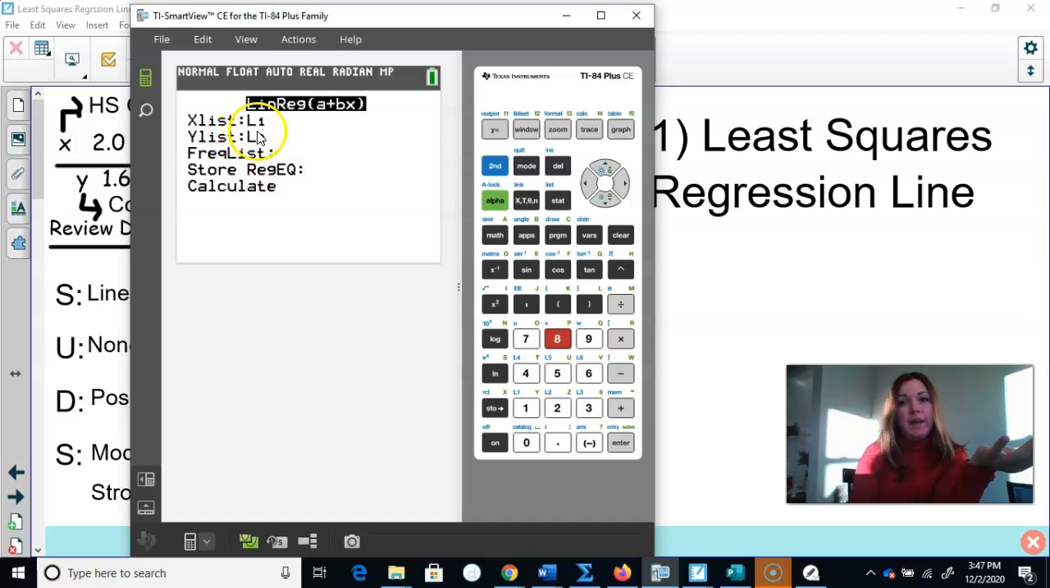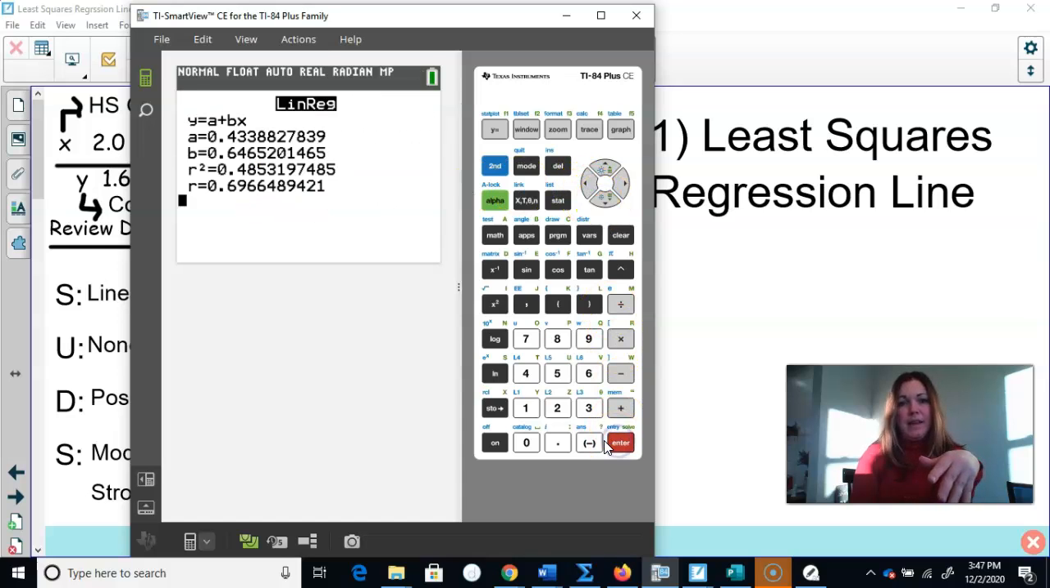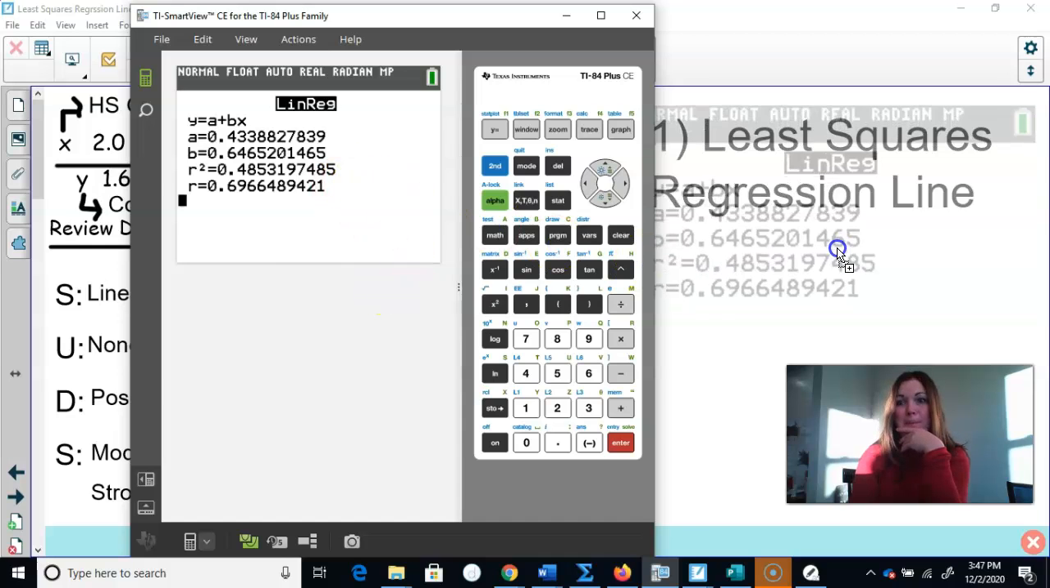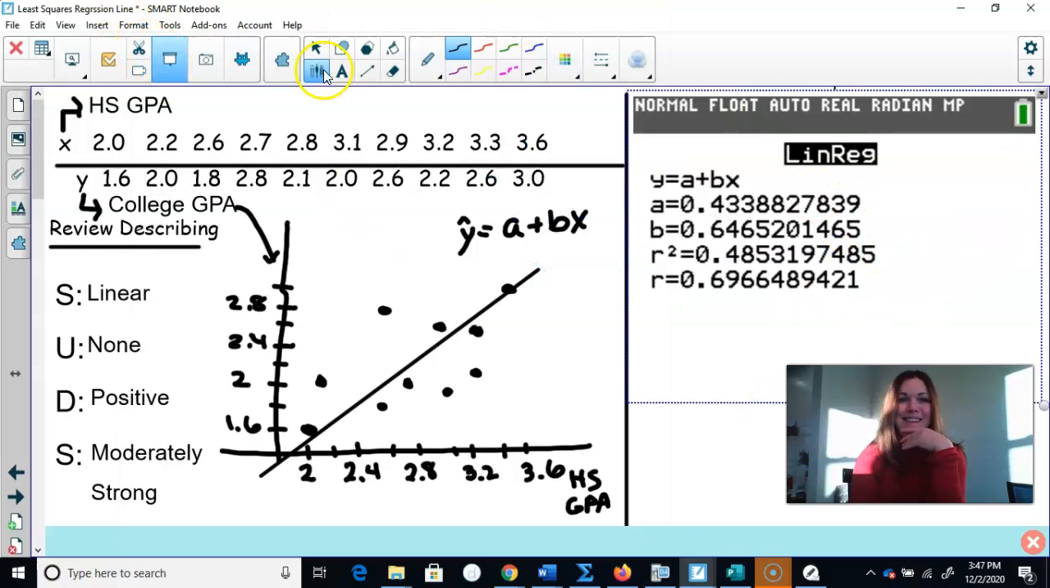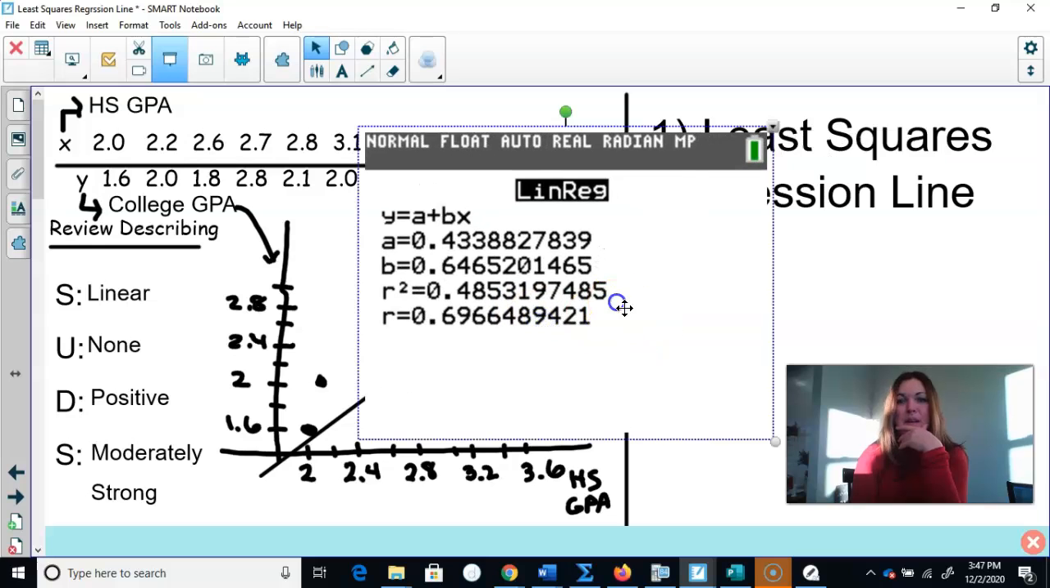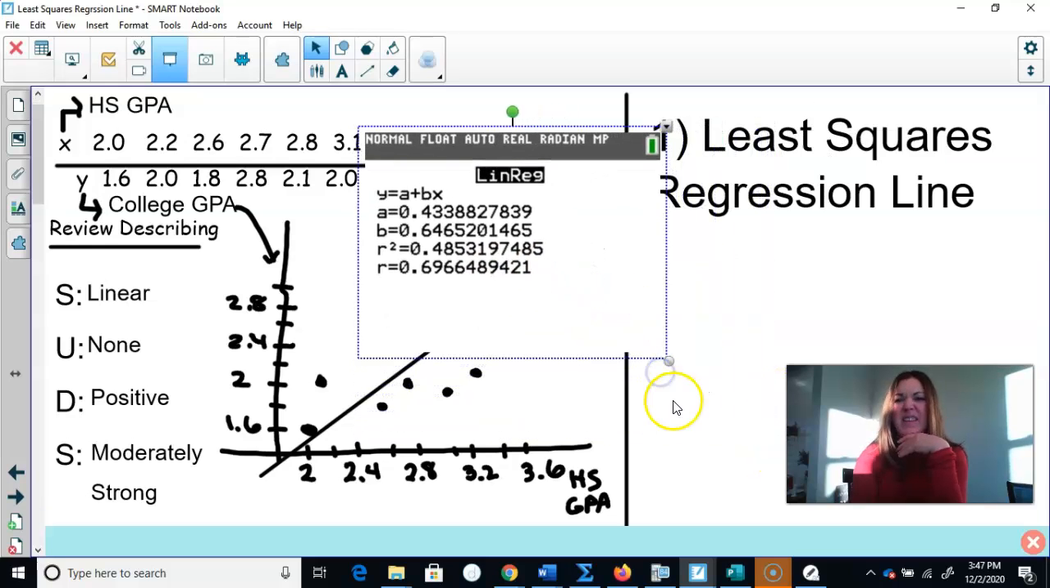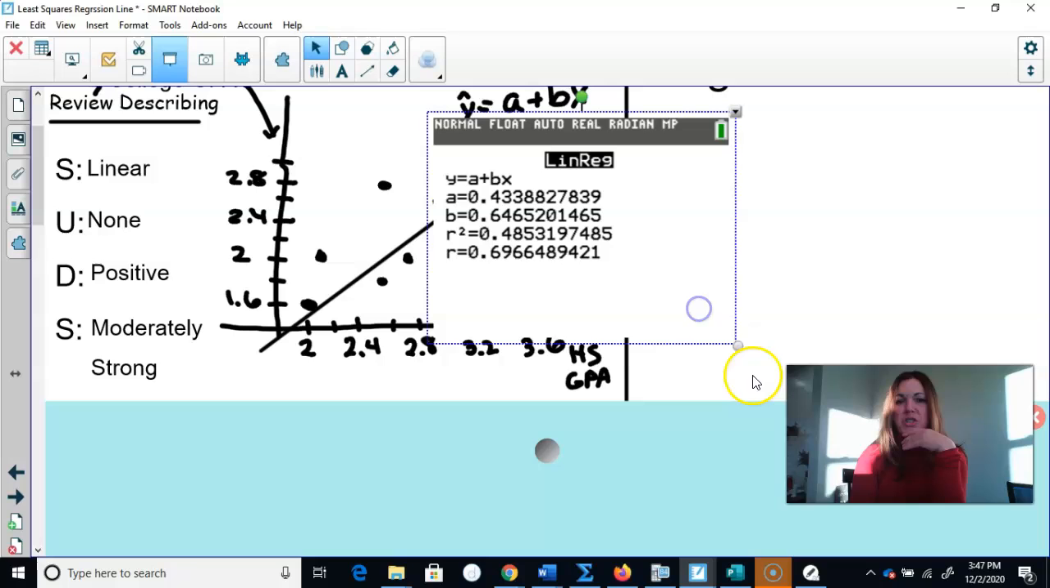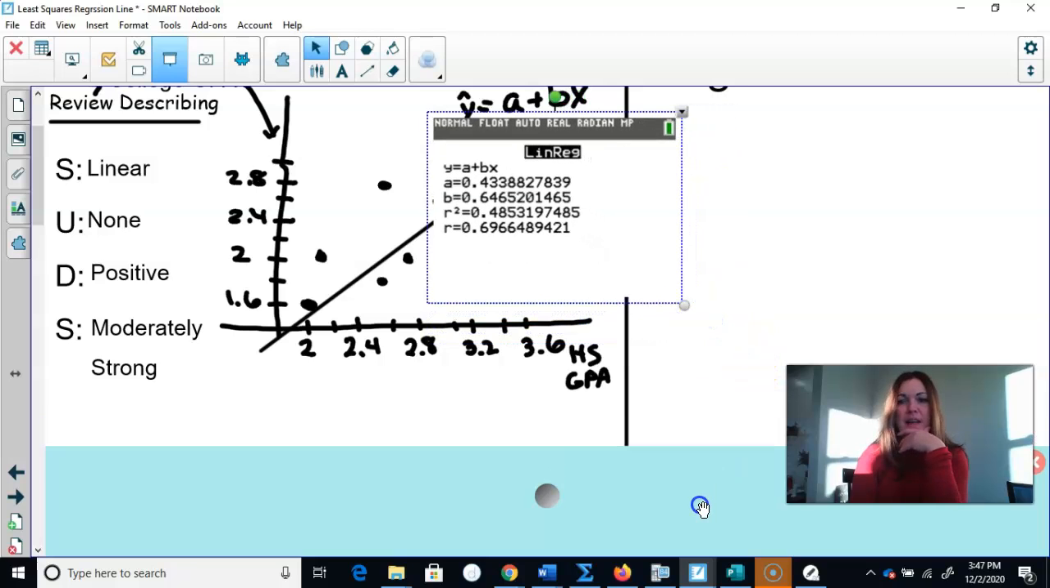If you have an older calculator, you can just hit enter now. You won't see this screen. But if you have my calculator, your X list is L1, your Y list is L2. You shouldn't have anything here. And you just go down and hit calculate. I'm going to pull my screen over so we can look at it more. So r is 0.69, and I think that we said that was about a moderate relationship. Moderately strong is fine to use as well.